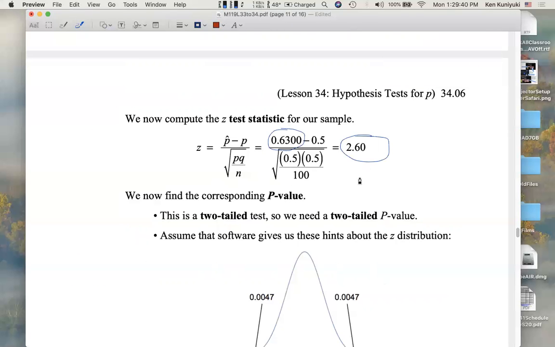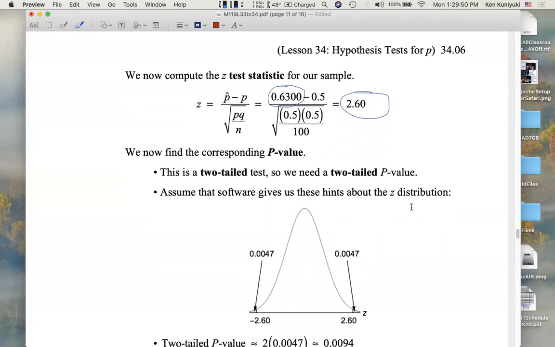But take a look at this z test statistic, 2.60. What do you think? Yeah, that sounds pretty unusual. That's our hunch. But let's check, though.